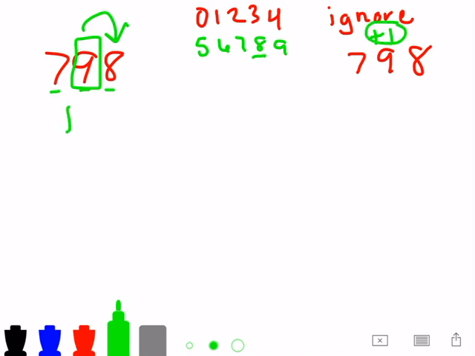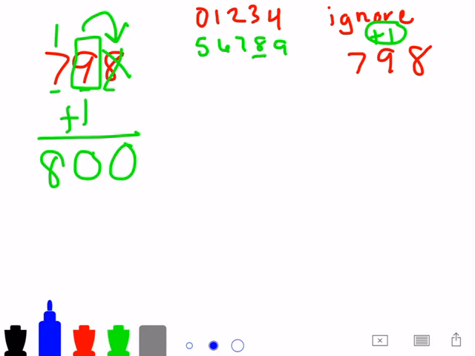So if I add 1 to the 9, that makes it a 10, but I can't have a 10 in this place, so I leave the 0, carry the 1, and now that 7 becomes an 8, and everything to the right becomes zeros. That one's tricky. Now let's round 798 to the nearest 100.